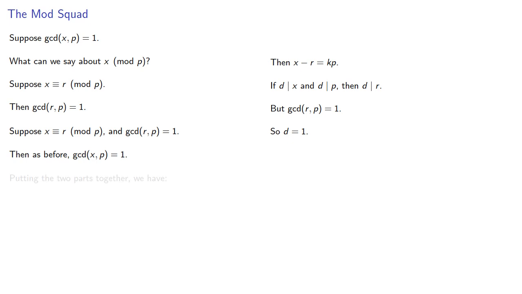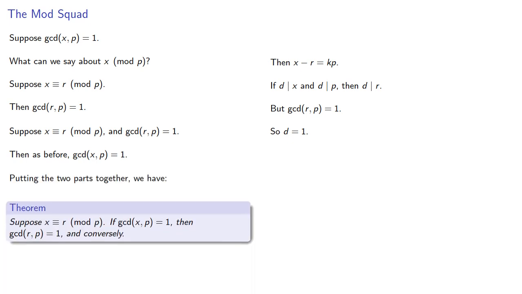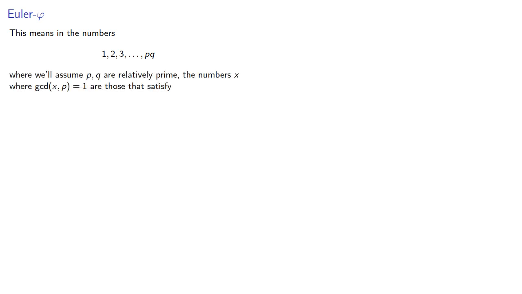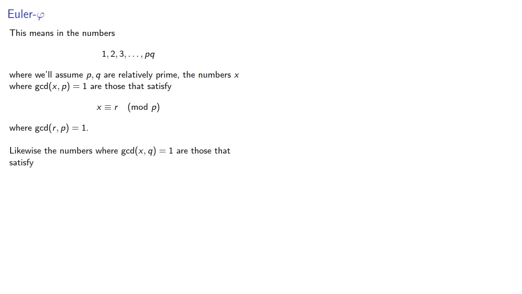So putting the two parts together, we have the following. Suppose x is congruent to r mod p. If the greatest common divisor of x and p is 1, then the greatest common divisor of r and p is 1, and conversely. What this means is that in our numbers, where we'll assume that p and q are relatively prime, the numbers x where the greatest common divisor of x and p is 1 are exactly those that satisfy x congruent to r mod p, where the greatest common divisor of r and p is 1. Likewise, the numbers where the greatest common divisor of x and q is 1 are those that satisfy x congruent to r mod q, where the greatest common divisor of r and q is 1.